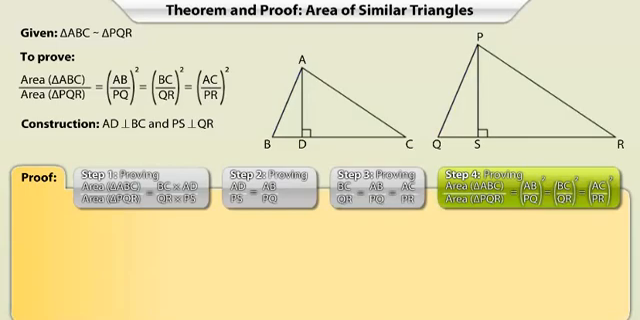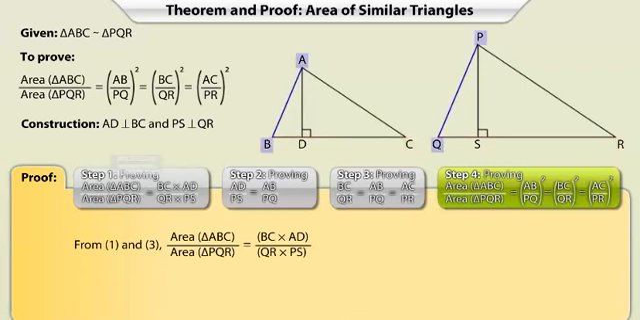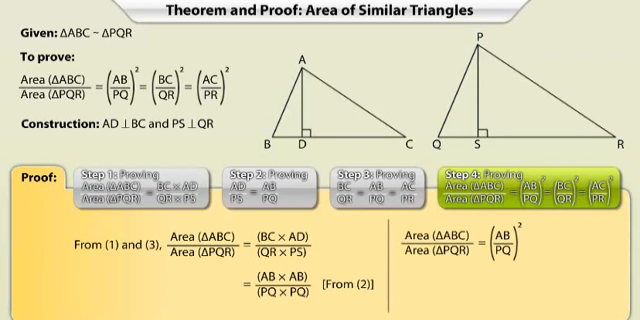Now, the final step. Here, let's go back to equation 1 and replace BC upon QR with AB upon PQ. From equation 2, AD upon PS is equal to AB upon PQ. Let's substitute this in the equation and simplify it. We can now see that the ratio of the areas of the triangles is equal to the ratio of the squares of the sides AB and PQ.